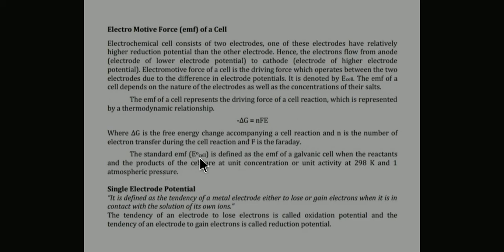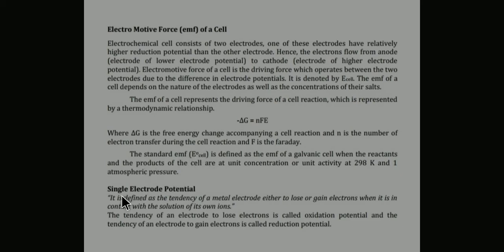And the standard EMF is defined as the EMF of a galvanic cell where the reactants and products of the cell are at unit concentration or unit activity at 298 Kelvin. So for the standard EMF you have to maintain some standard conditions: 1 molar concentration, a temperature of 298 Kelvin, or in degrees Celsius 25 degrees Celsius, which is room temperature, and 1 atmosphere of pressure. So that is nothing but the standard EMF, which is denoted as E naught of the cell.